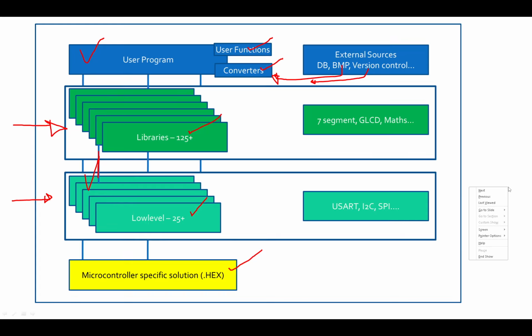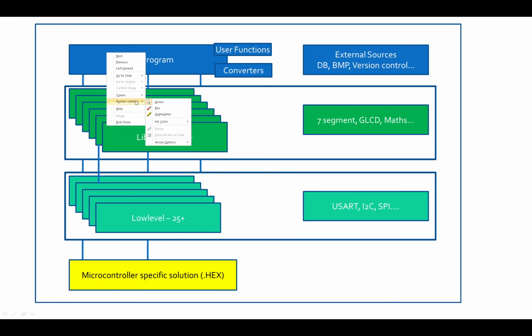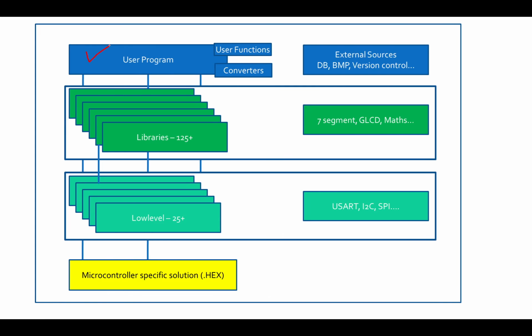Let me just clear down. There we go. So in our program, we are going to call the GLCD commands. We could write a function that did that, but we're also going to use a converter, because we're going to eventually suck in a BMP via the converter, which will come into our user code.